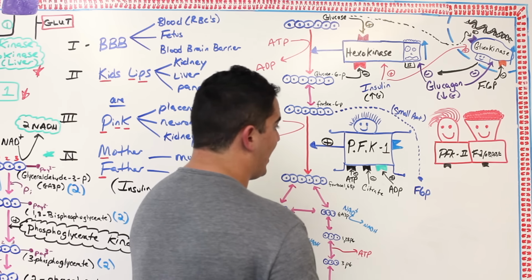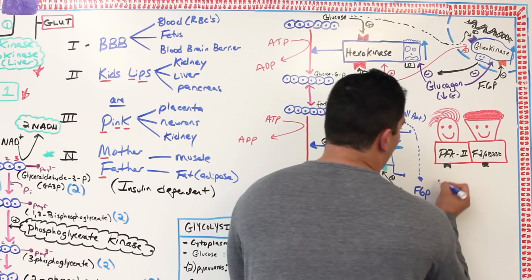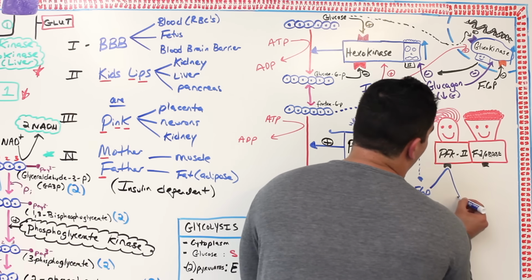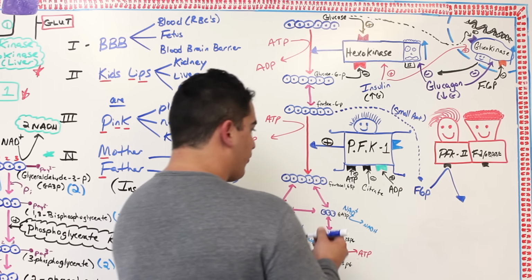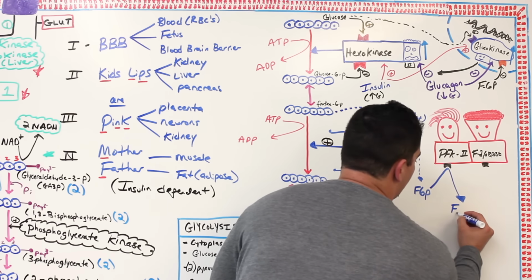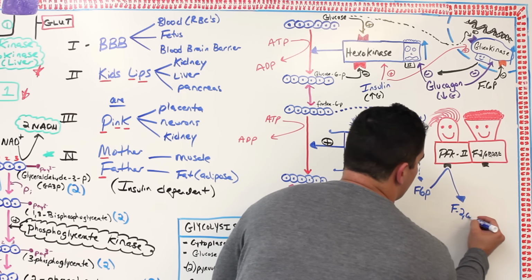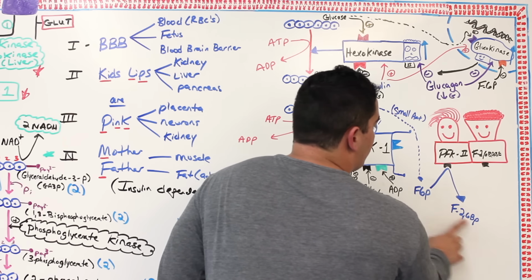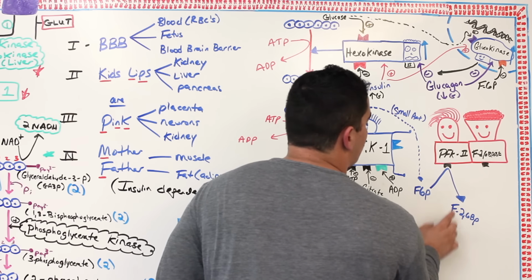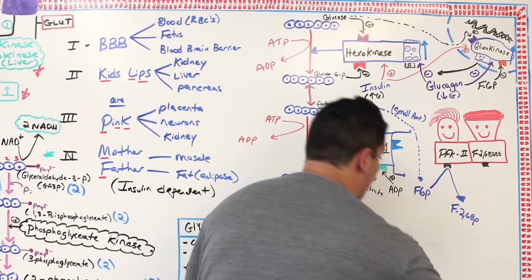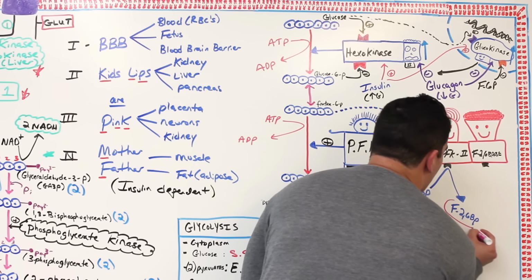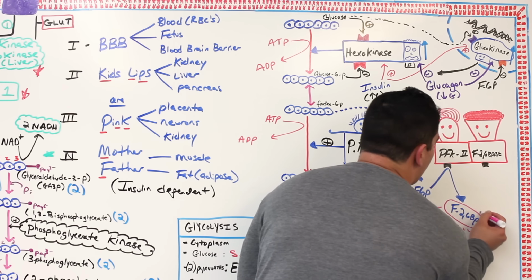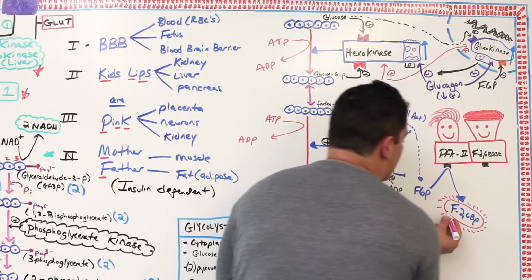What's going to happen is I can take this fructose 6-phosphate, and in the presence of phosphofructokinase 2, I can convert it into fructose 2,6-bisphosphate. When I'm making this fructose 2,6-bisphosphate, this is an important one. This is the most powerful regulator of phosphofructokinase 1. Because guess what this guy can do?